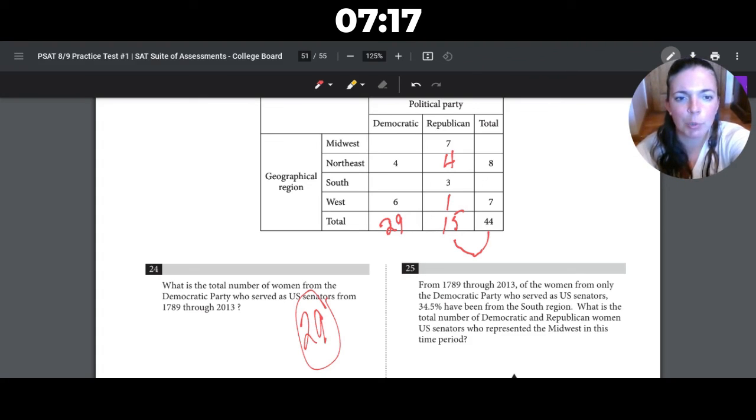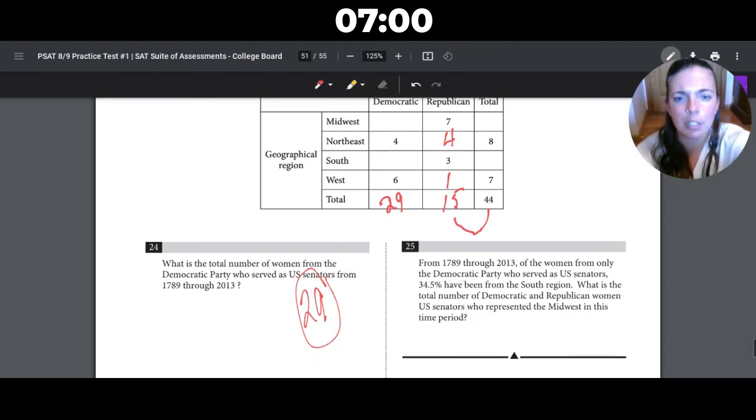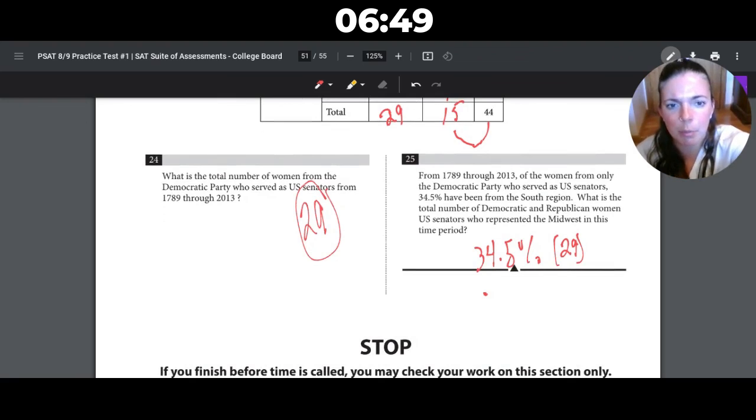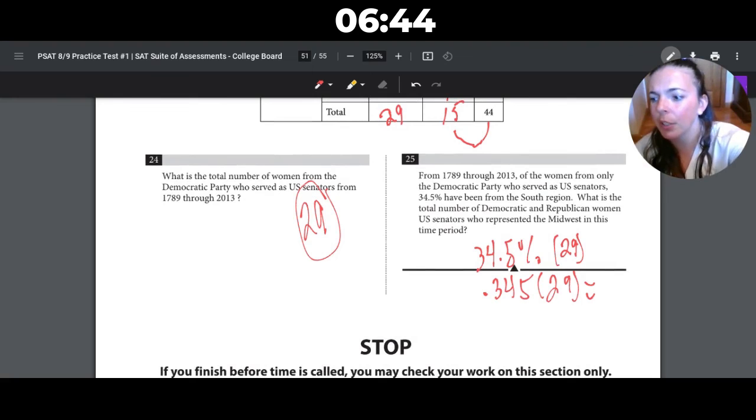And question 25, from 1789 through 2013, of the women from only the Democratic Party who served as U.S. senators, 34.5% have been from the South region. What is the total number of Democratic and Republican women who represent the Midwest? Okay, so the information they're telling us here is 34.5% of the women from the Democratic Party, which we just found to be 29. Okay, so we have to turn this into a decimal, 0.345, multiplied by 29.